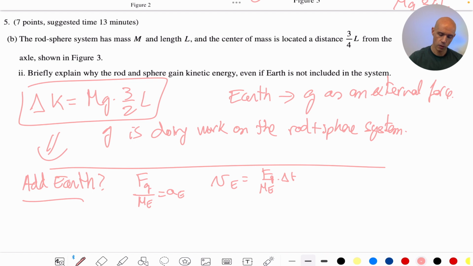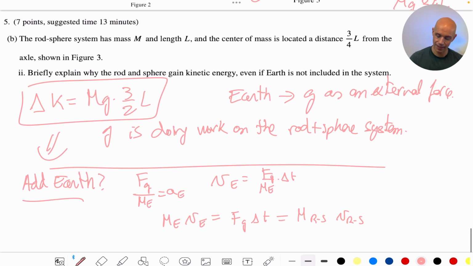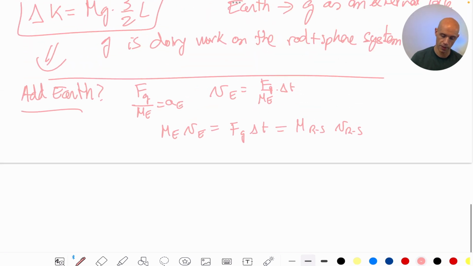Okay, let's do a check. If we multiply the mass of the Earth by this speed, what do we get? We get this, which is the same as it would be for the rod sphere system. So linear momentum is conserved. Good. Now, what happens with the kinetic energy? That's interesting. All this is additional, super advanced.